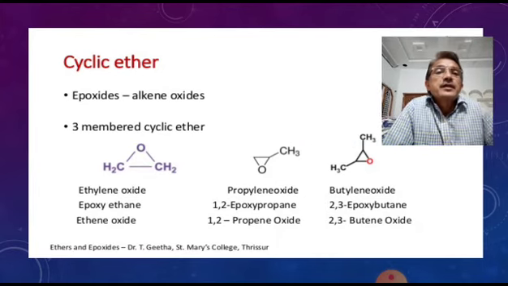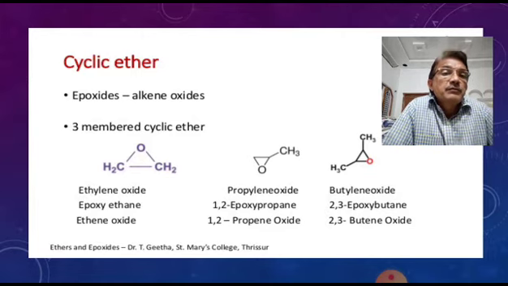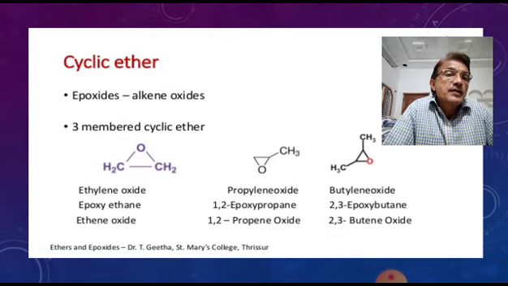Now, cyclic ethers: epoxides, alkane oxides. Cyclic ethers are also called epoxides. They are three-membered compounds. Example: H2C-CH2 with O, ethylene oxide, epoxyethane, ethene oxide. Propylene oxide, 1,2-epoxypropane, 1,2-propene oxide. Butylene oxide, 2,3-epoxybutane, 2,3-butene oxide.